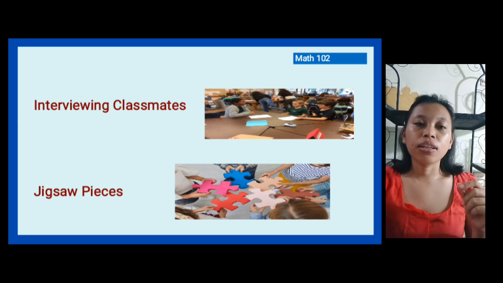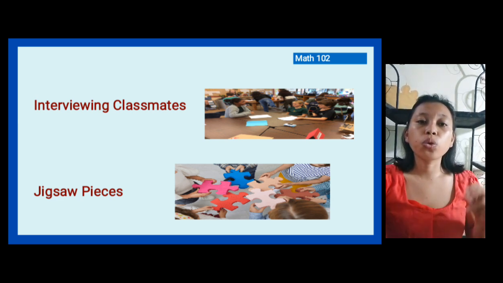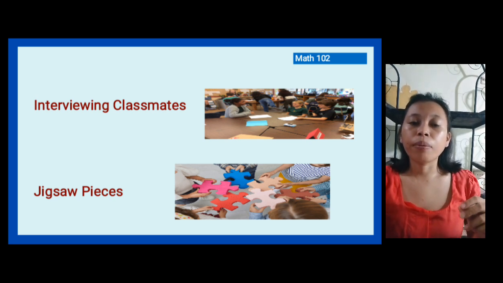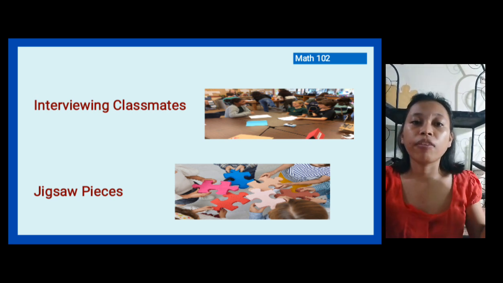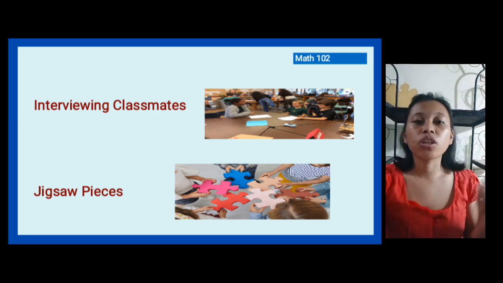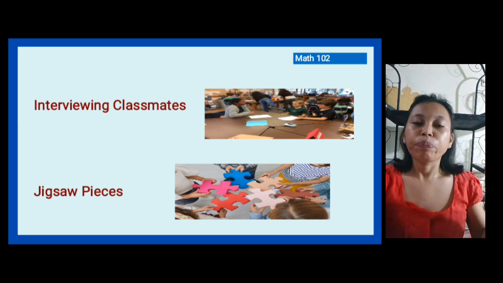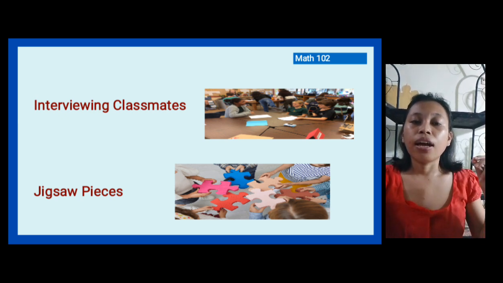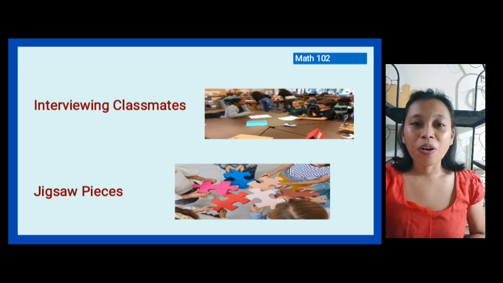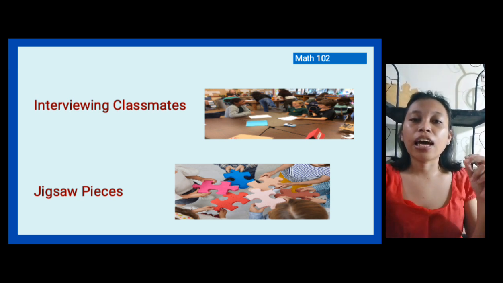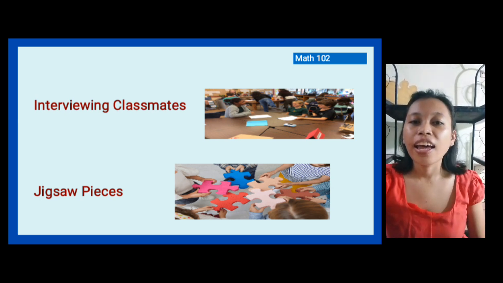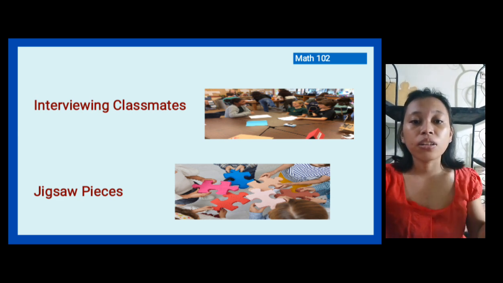And next is the interviewing classmates. Interviewing classmates is where you assign students into groups of three, or you might have them interview each other on specific topics. You might ask one student to prepare a few questions. The interviewee student can answer those questions, and the third student can be the note taker or reporter. This allows students to practice their listening and comprehension skills. That's the interviewing classmates activity.